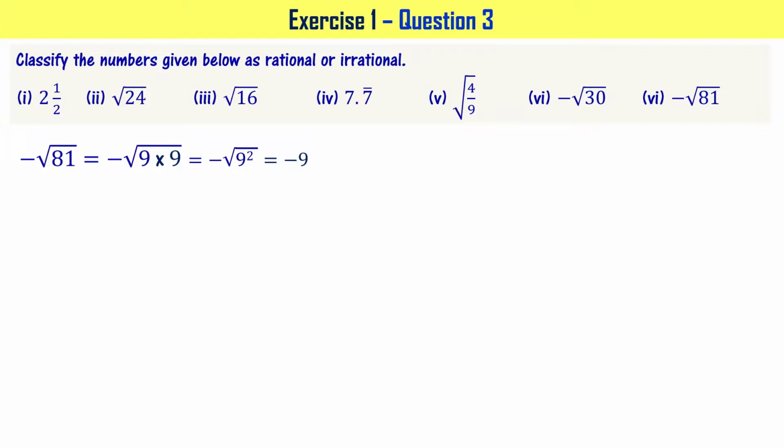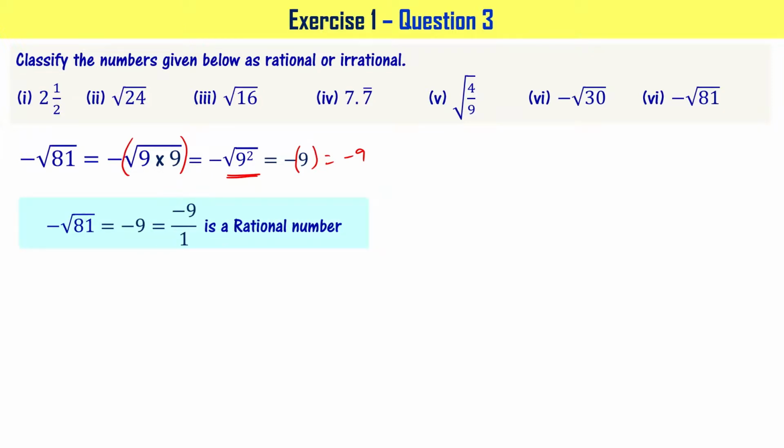Let's keep minus as is. Root 81 can be written as root 9 times 9. That can be written as root of 9 square. I'm keeping the minus as is. So that can be written as minus 9. Right? Minus 9 can be written as minus 9 by 1. It means it is a ratio of two integers, minus 9 and 1. Right? For that reason, I can say that minus root 81 is a rational number. Understood?